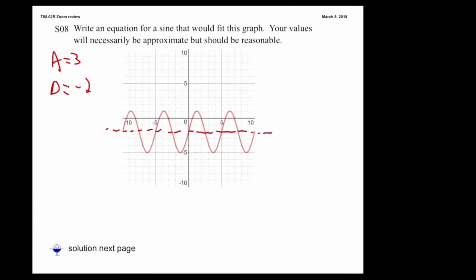What else can we read from a graph? The period is 5. You can read the period, which looks to be a little bit more than 1, so a little bit more than 6. So it looks like it's 5. Okay. The maximum's 1 and the minimum's -5. We can do the maxes and mins.